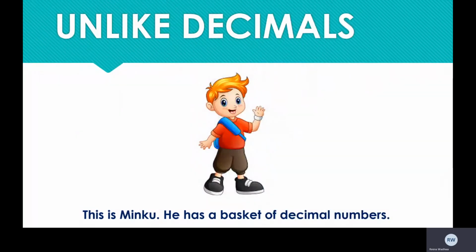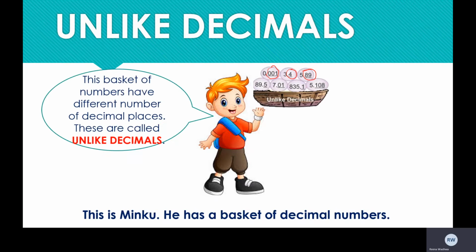This is Minku. He has a basket of decimal numbers, but these all decimal numbers have different decimal places. First has 3 decimal places, another has 1 decimal place, this one has 2 decimal places. This basket of numbers have different number of decimal places, so these are called unlike decimals.